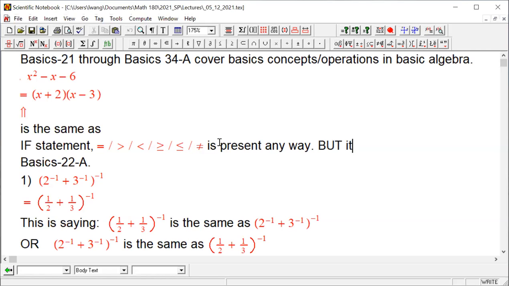But it is an if statement. It is an if statement. Do you follow me? And there are only these two kinds of statements in mathematics. No more. I promise you. I haven't seen any more. I have graduate degrees.